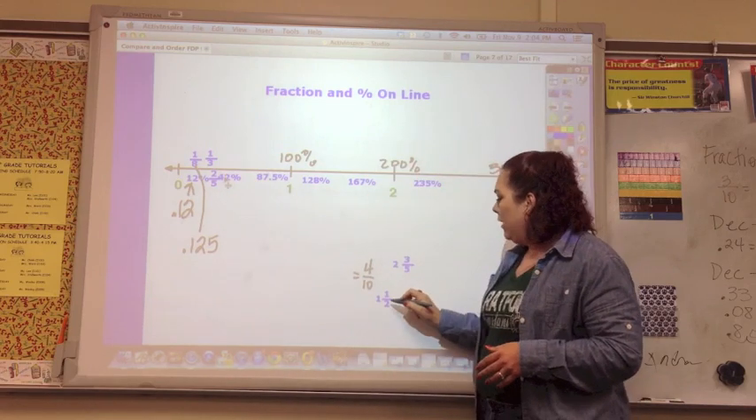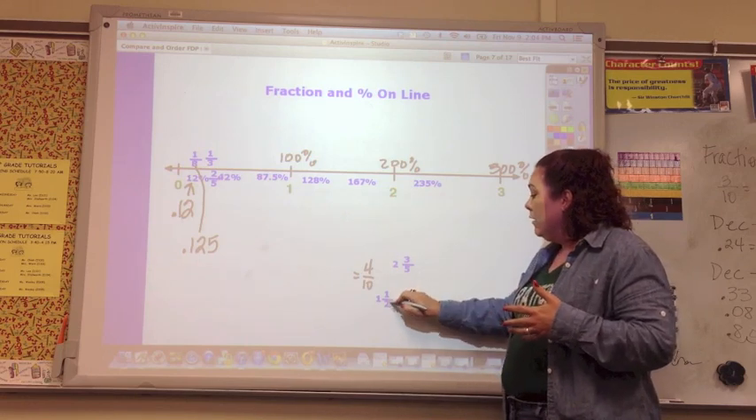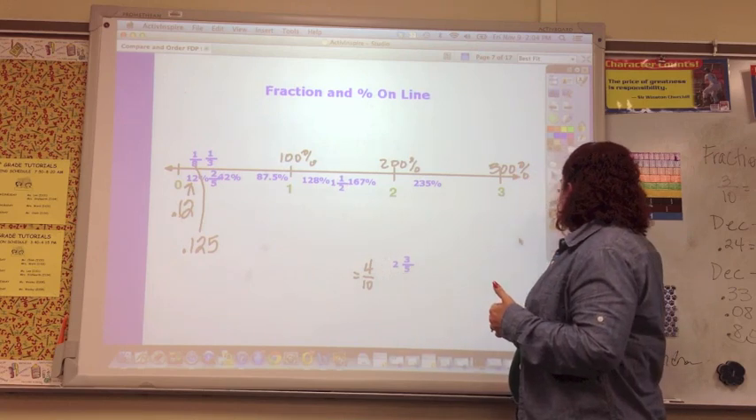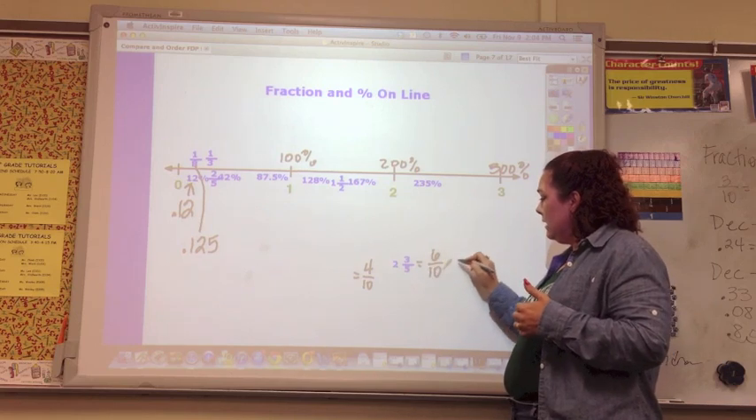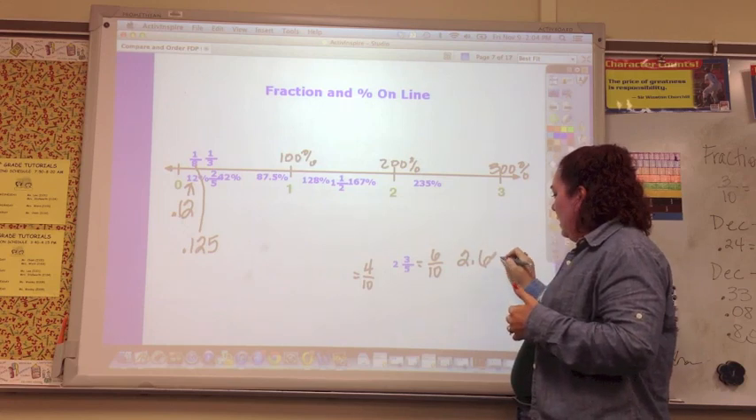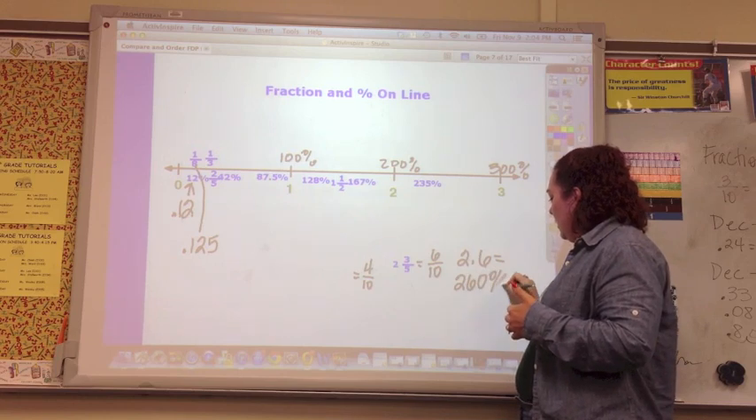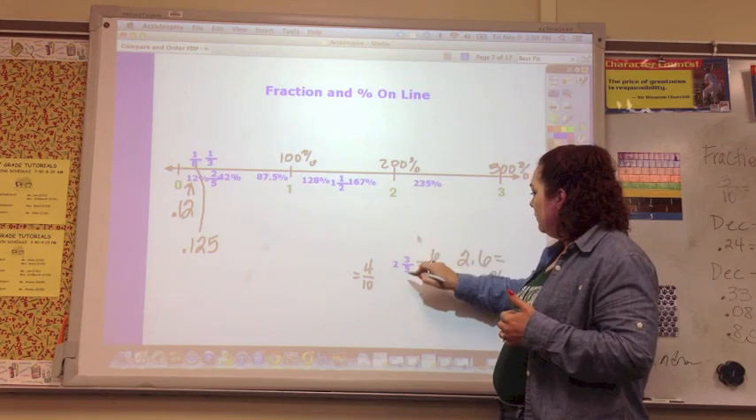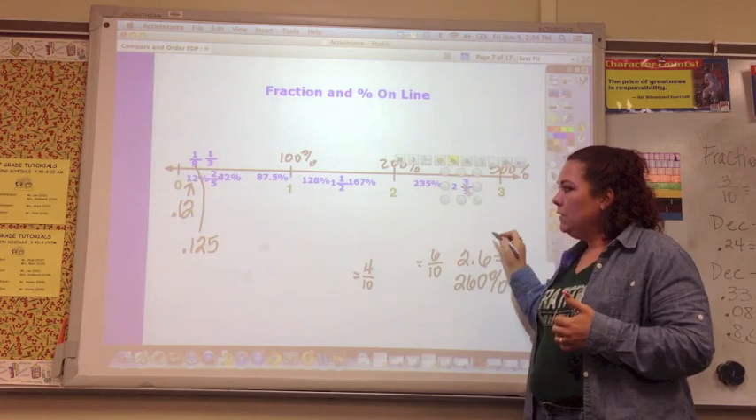And then 1 1/2 would go halfway between 1 and 2. So here would be 1 1/2, and then 2 3/5. Again, I would take this to 10, and that's times 2 times 2, 6 tenths. Say it, 2 and 6 tenths. And as a percent, 2 places to the right, 260%. And so that would go right in there. So that gives you an idea.